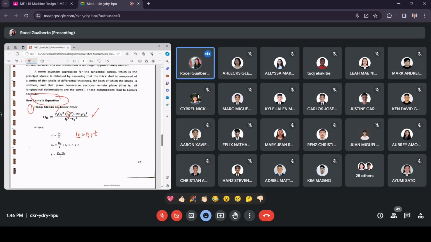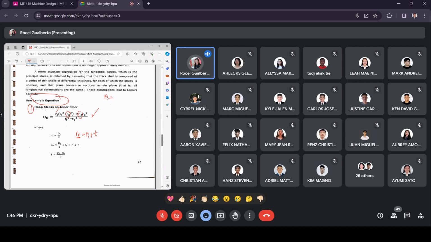But then, the other one naman po, you have there po yung Po. Ano naman yung Po? This is the outside pressure. Kung wala pong ibang gas doon sa paligid, ang gagamitin na po natin ay yun po standard atmospheric pressure. So for Po, we will be using the standard atmospheric.